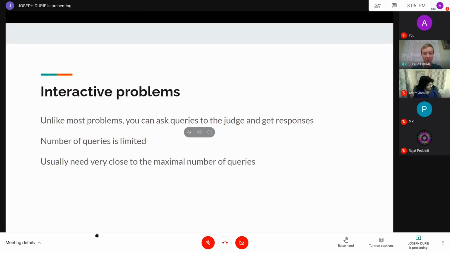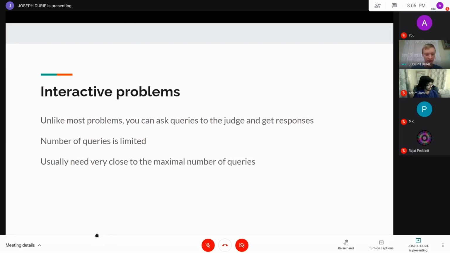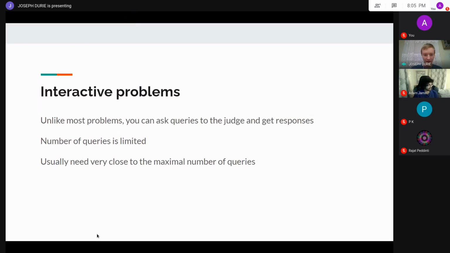So it's very important to pay attention to that and how it relates to all the constraints and things like that, which you guys will see as we get into a lot of these problems. So the best way to learn how to do interactive problems is to just do a bunch of problems. So that's basically what we're going to do today.